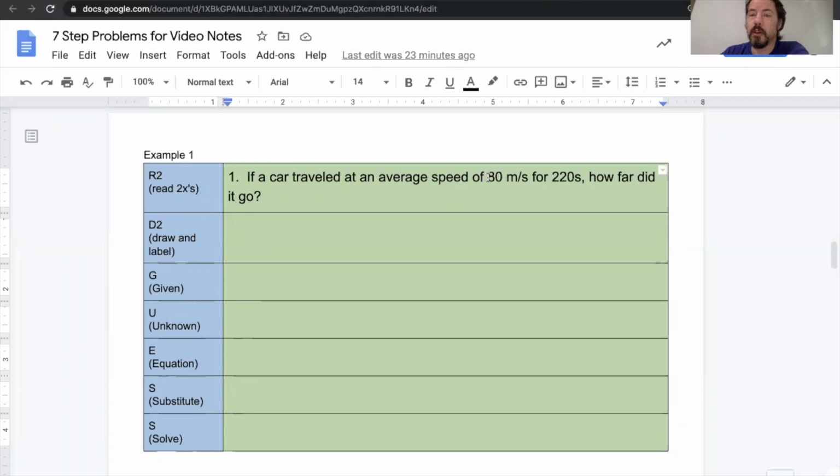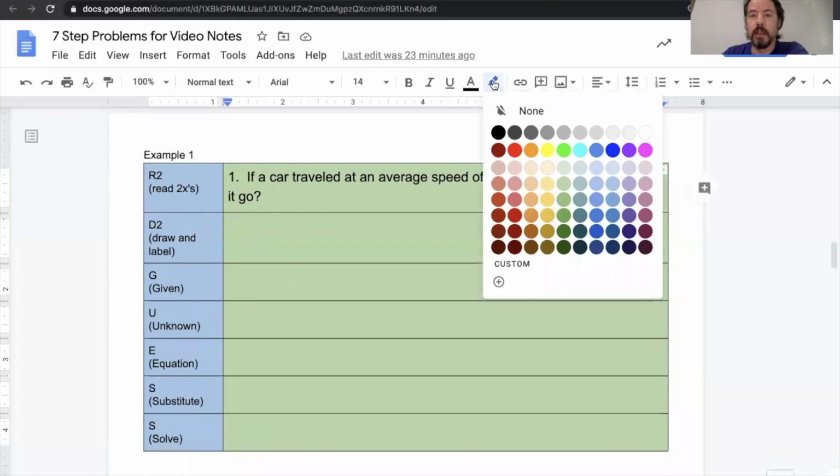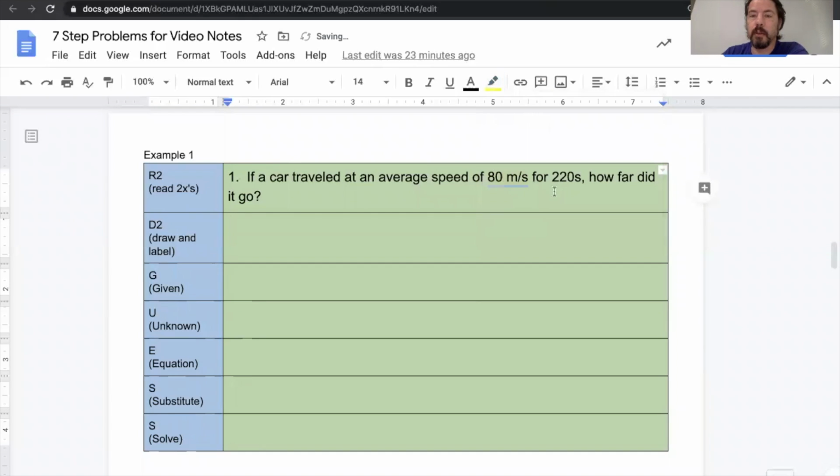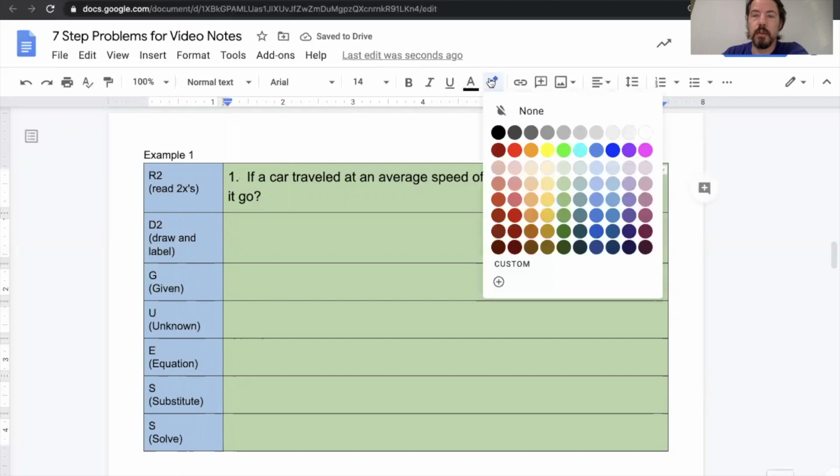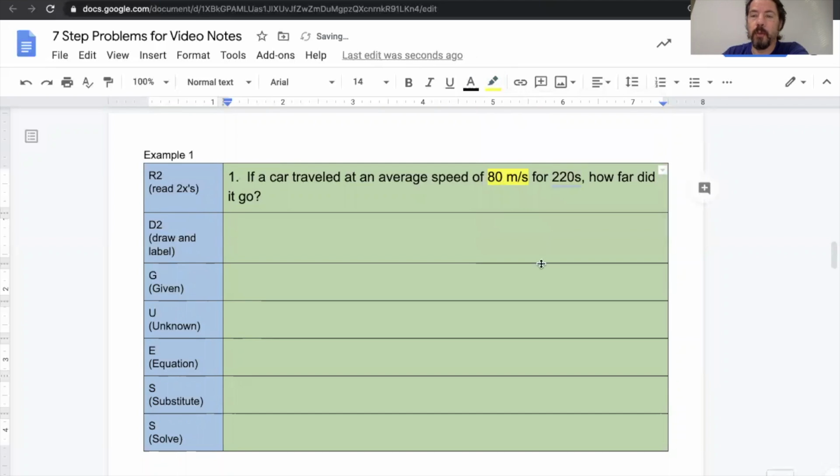So now I'm going to go back and I'm going to circle or mark somehow, and I'm just going to use the highlighter, and I'm going to highlight in yellow key numbers and units just to mark it for myself. Then I'm going to look for the question word. So the question word is how far. That's what we're looking for. And if we were doing this on paper, we might actually label what these are, but I'm not going to make you do that on the digital version.